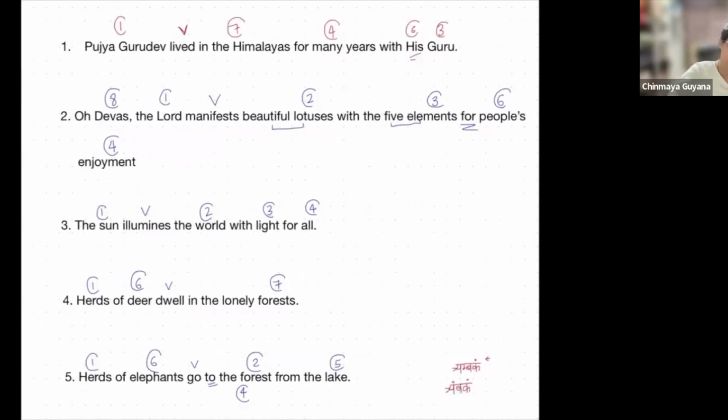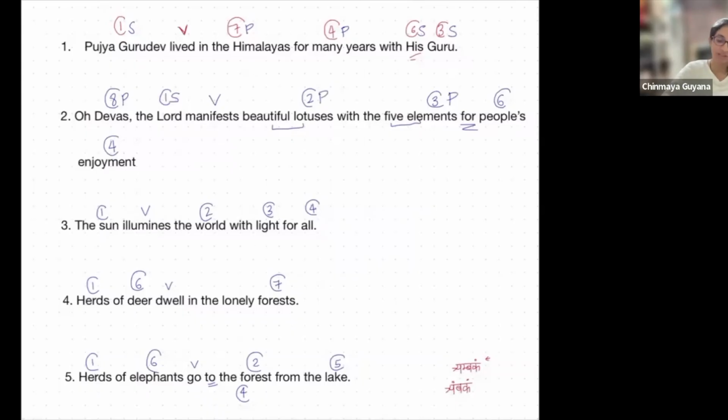Puja Gurudev. Singular. In the Himalayas, Himalayas is singular or plural or dual? Plural. For many years, years is plural. With his is singular, and guru is singular. Oh, devas, how many devas? Plural. How many lords? One. How many beautiful lotuses? Plural. How many elements? Five. No, you don't write five, you write plural.